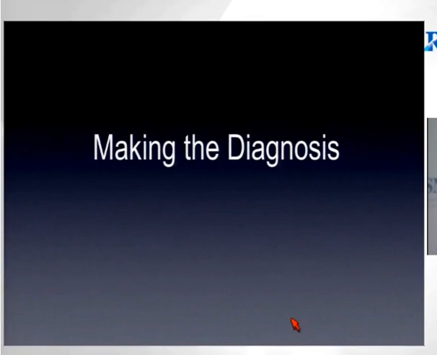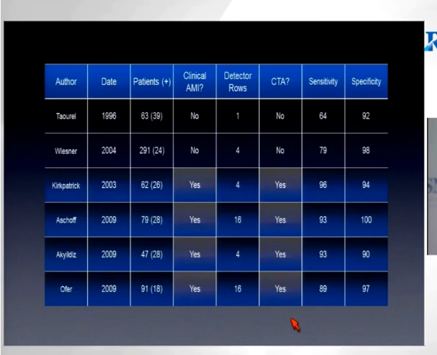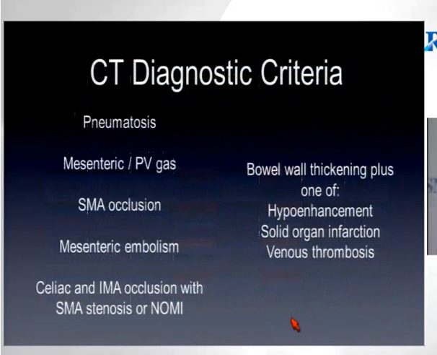So let's talk now about how we put all of these signs together to actually make an accurate diagnosis. If we go back to those latter four papers that I was talking about, it turns out that they all actually ended up using pretty similar diagnostic criteria to actually diagnose ischemia.